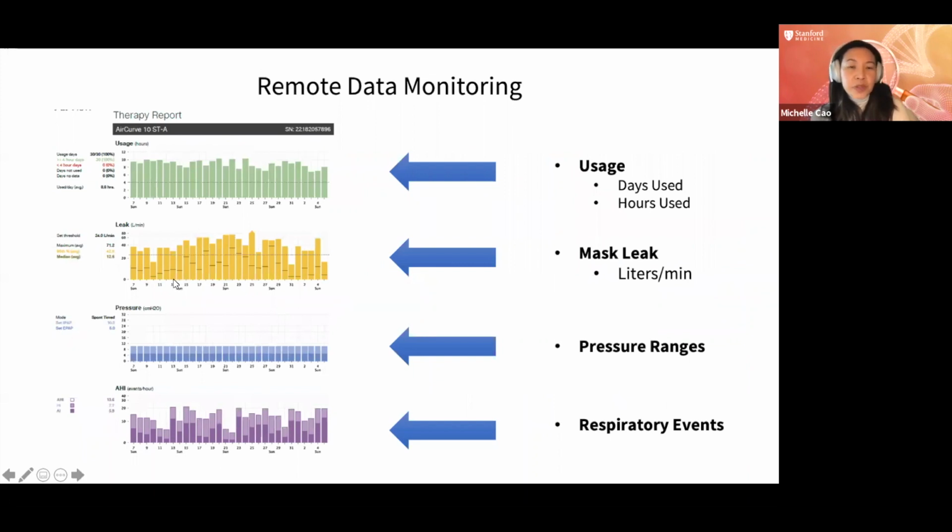One feature about both of these devices is that they have remote data monitoring. So the data is recorded and captured on a secure cloud, and the provider can actually log in to check on the patient to see what the usage is like, if there are any leak issues, pressure ranges, respiratory events. So if a patient is doing well and stable and calls me and says, I'm not feeling well, I'm having more shortness of breath, I might be having an infection, some of these parameters will change, and I can actually look and determine how severe they are.